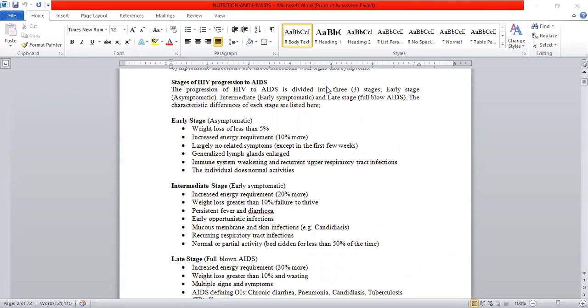So the stages of HIV progression to AIDS. In nutrition, I want us to cover the three main stages. I believe in HIV and AIDS you covered very many stages, about five. But in this case, I want to go direct to the area where you need to act as a nutritionist. So we start with the asymptomatic stage.